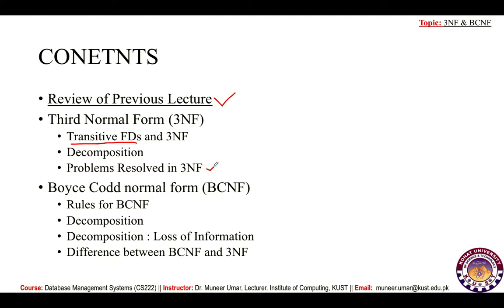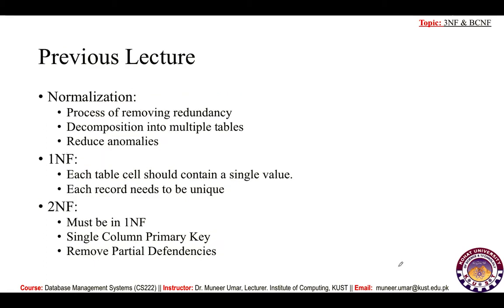After that, we will study the 3.5 normal form, which is called Boyce-Codd normal form or BCNF. So, what are the rules for BCNF? We will also look into these. Then, decomposition according to BCNF and the types of decomposition, the loss of information in decomposition, and at the end, we will study about the differences between BCNF and 3NF.